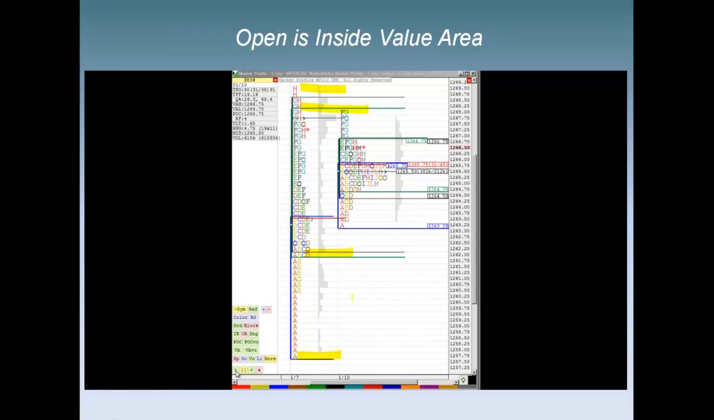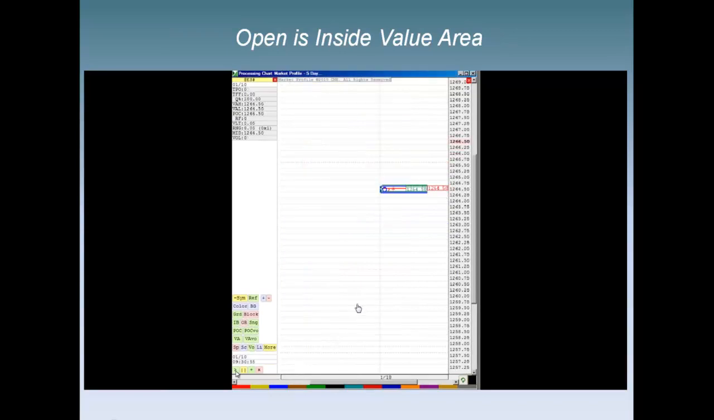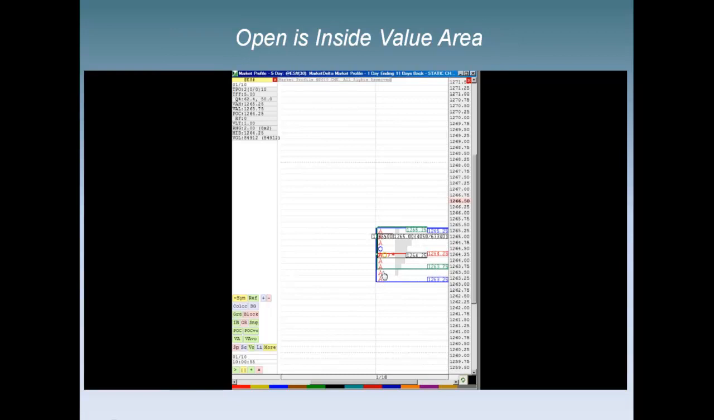So let's watch this other brief little video here, and let me show you what happens when we open inside the value area. Okay. Now watch again. 3 prints above the open, 4 prints below, very tight range, and notice most of the volume is trading in this area here.